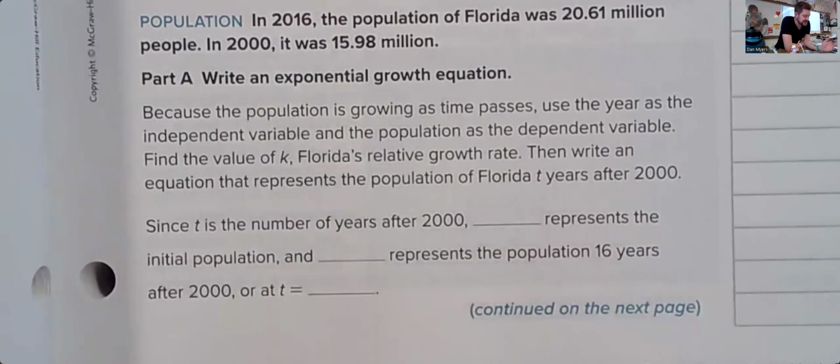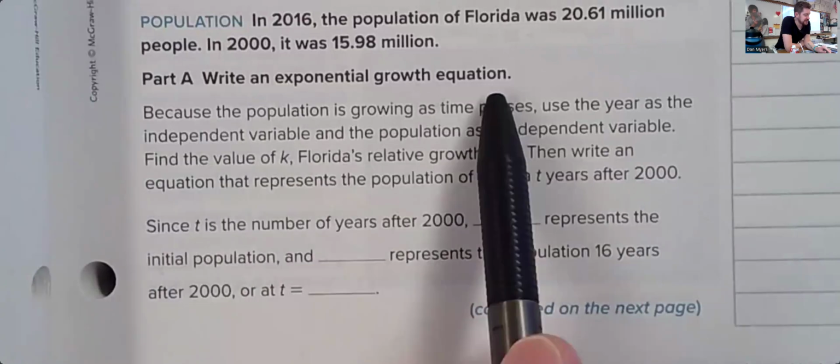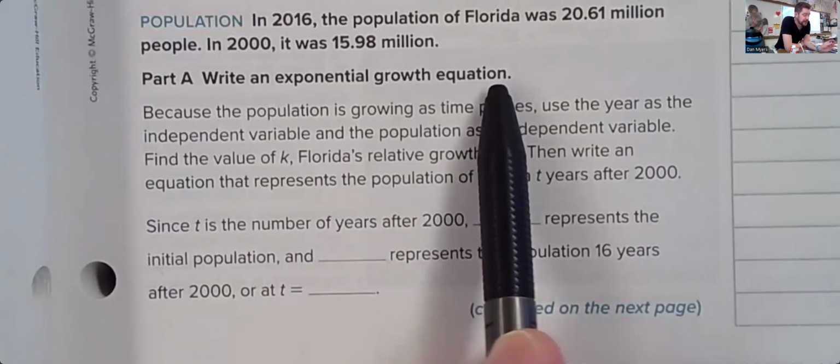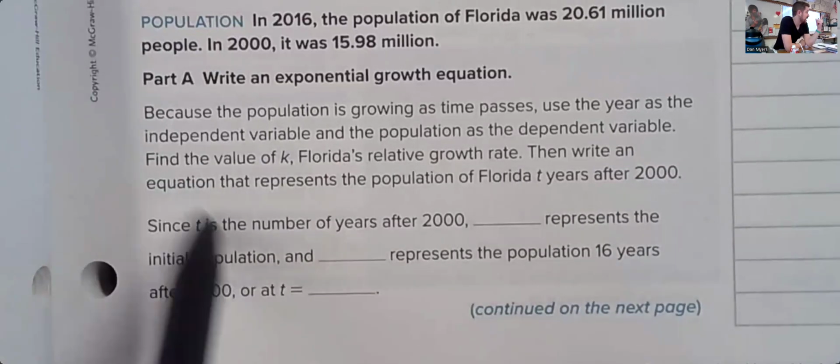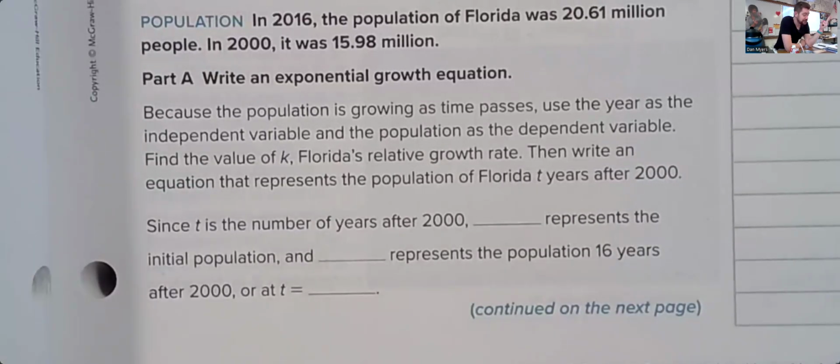And it doesn't really tell us what we're doing, but it tells us to write an exponential growth equation. So we know that we have a beginning value and we have an end value. So we have an A and we have a Y. So we also have a time as well. What we don't have is a value of K. We don't have a population growth rate. So I'm guessing that's probably what we're solving for.